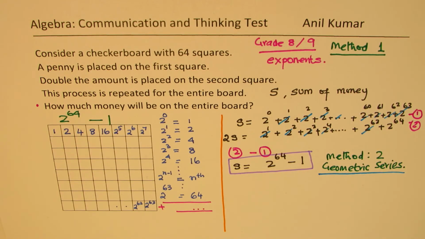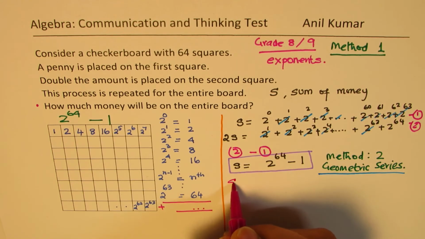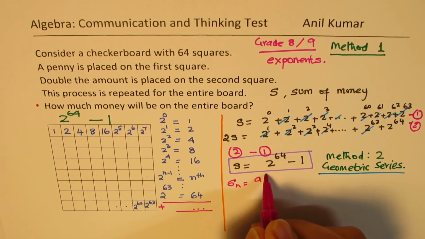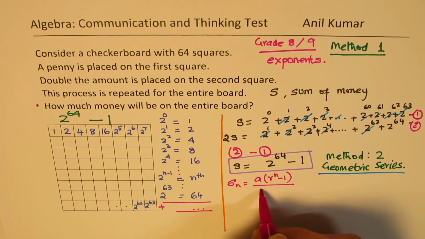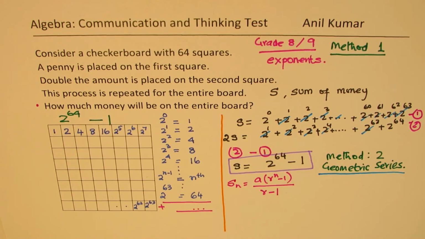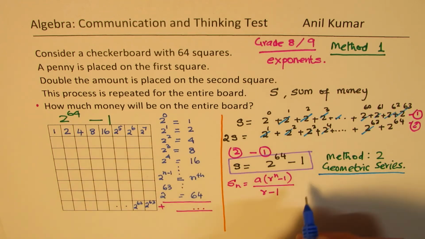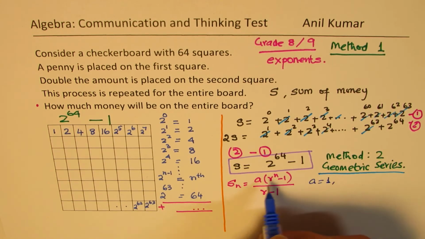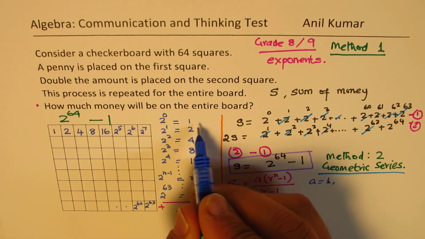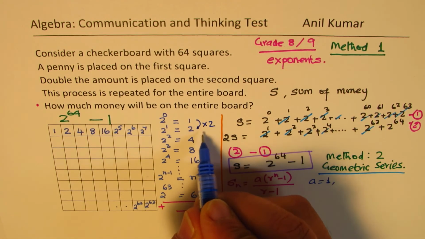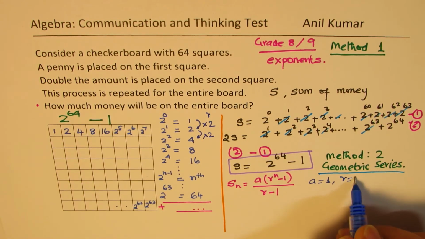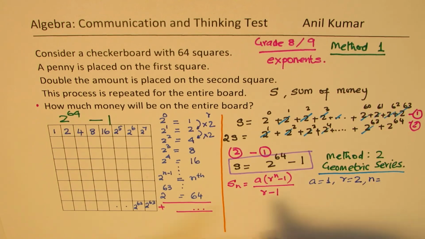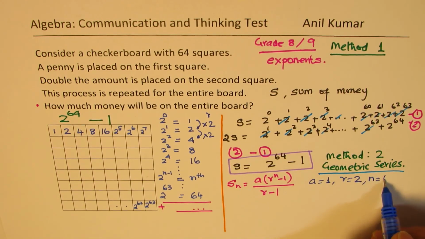We know the formula for a geometric series is the sum of numbers is equal to a times r to the power of n minus 1 divided by r minus 1, right? So in our case, a is the first term, right? So in our case, the first term a is equal to 1. r is the common ratio. r is the ratio. So you're multiplying everything by 2, right? So times 2. So that is the value of r. So r is 2 for us, and n is the number of terms which we have, which is 64.